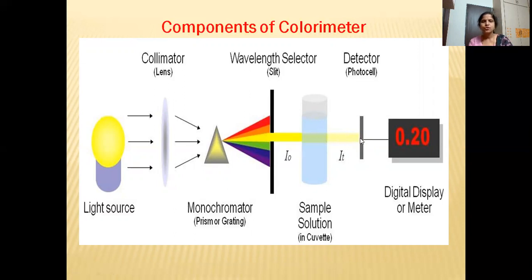The light that is falling on the detector, photocells are acting as the detectors. This light is converted to an electric signal, and there we can read out the absorbance. So these are the components of the colorimeter. Now we'll see in detail each and every component.